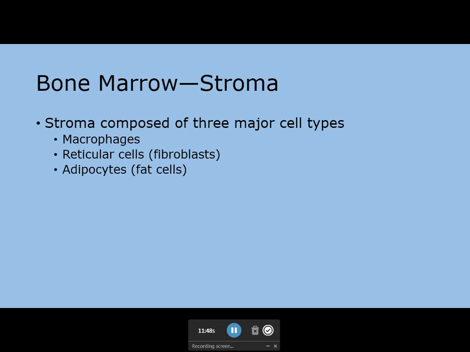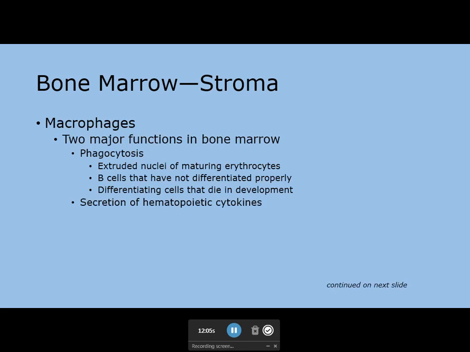Why do we need adipose tissue? Fuel. They cushion our bones. They help us do that, and they can also be used for fuel. That's exactly right. Fat can be broken down into ATP eventually. I made mention of this right here: these are the two major functions in the bone marrow of macrophages.